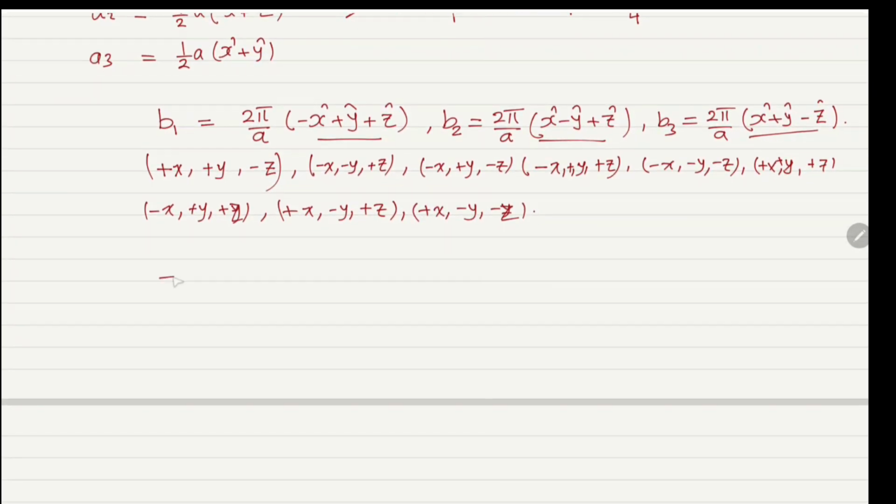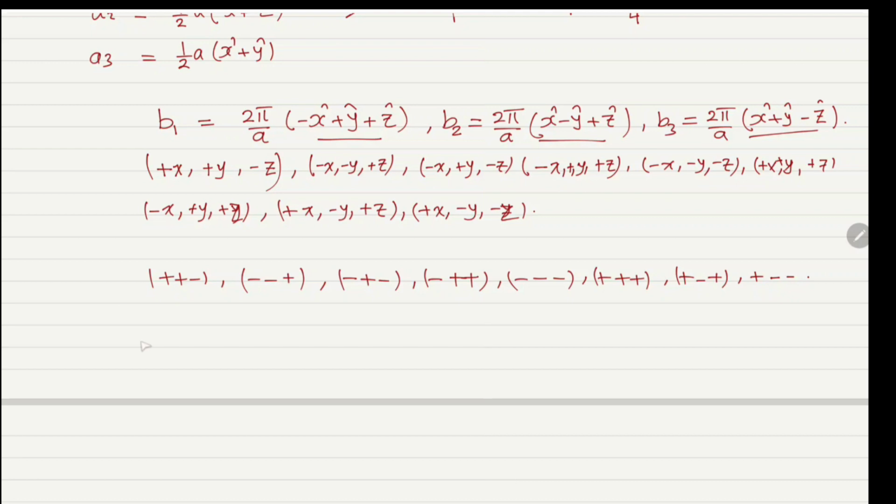Or in other words, you just write them as plus plus minus, minus minus plus, minus plus minus, minus plus plus, minus minus minus, plus plus plus, plus minus plus, plus minus minus. Now if you count them, we find that there are 8 shortest G, which are actually the first nearest neighbors for the BCC structure.